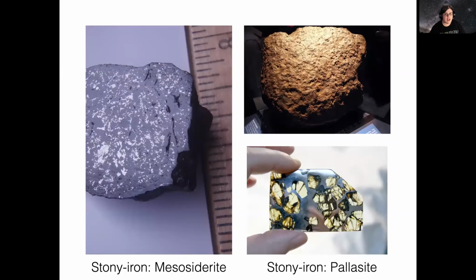Now here are some stony irons. We have two basic types, mesosiderites and pallasites. And you can see the difference between the rock and the metal. These are really rare and they're often really pretty.